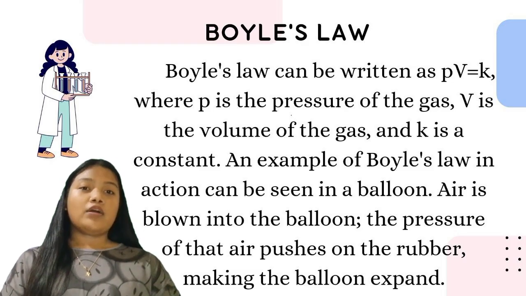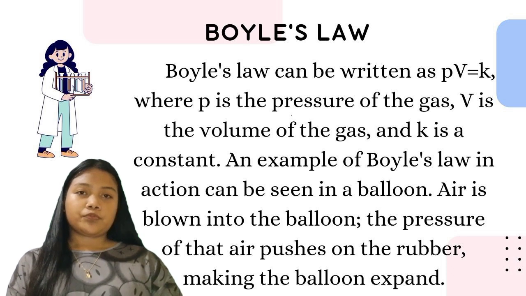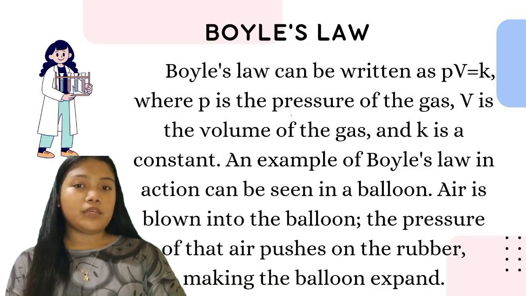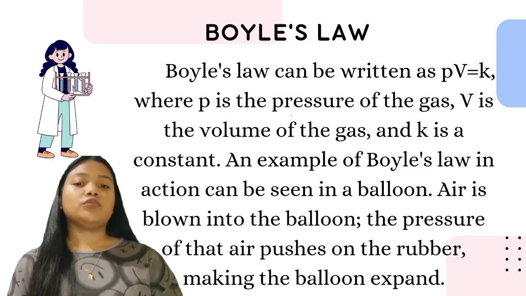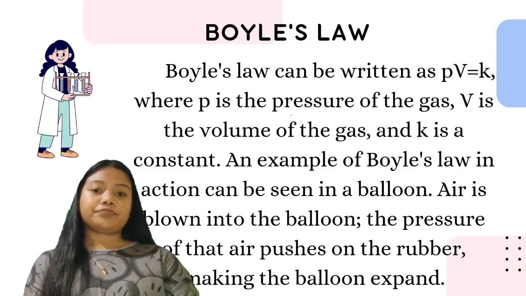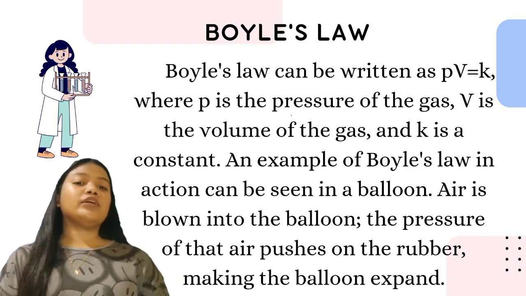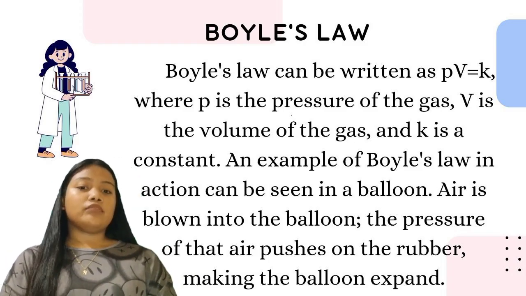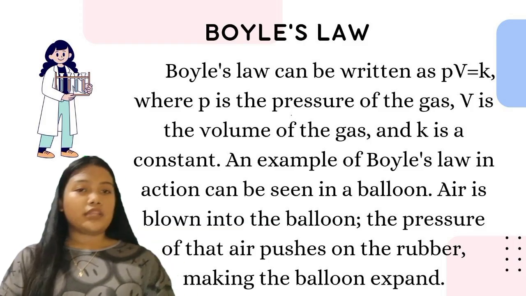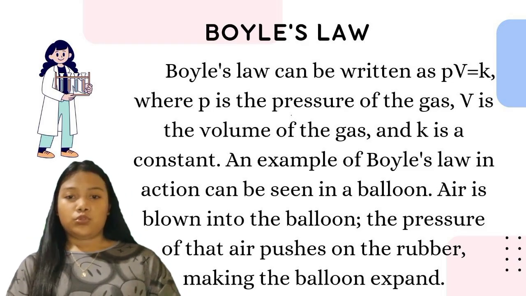The first volume, 150 ml, is in milliliters. It should be in liters, so we must convert it to liters. 150 divided by 1000 is 0.15. To solve this, we must write the formula of Boyle's law: P1V1 equals P2V2. After that, we write the given: 0.947 times 0.15 divided by 0.987 is equal to 0.144 liter of O2.